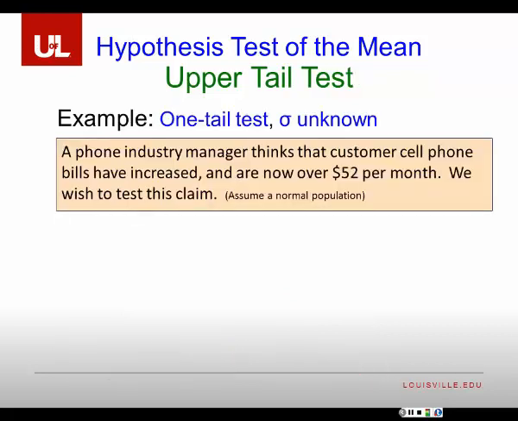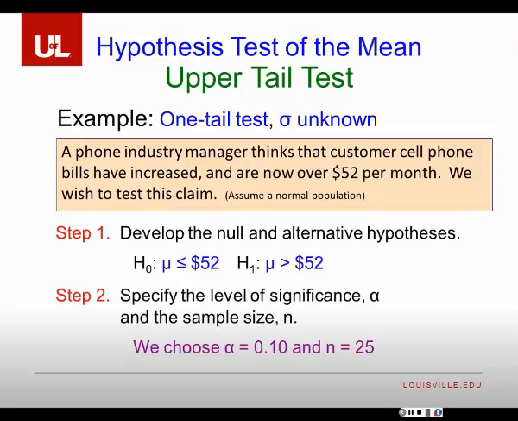So here's our example. The phone industry manager thinks that customer cell phone bills have increased and are now over $52 per month. We wish to test this claim. So here, the assumption or the previous status quo is that they haven't gone up, or if anything, they're lower than this $52. And he wants to see, no, is it greater than that $52? That's the evidence they want to find. Is it greater than that $52?